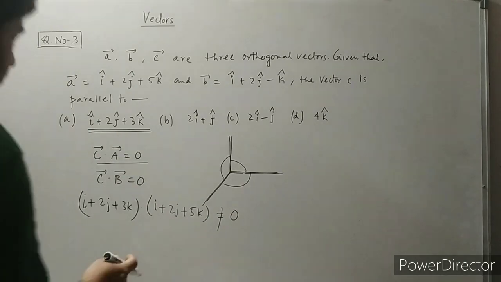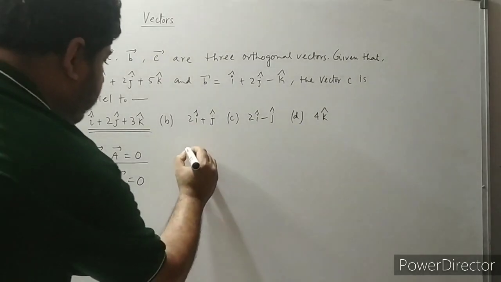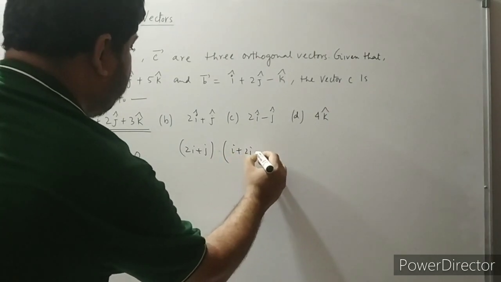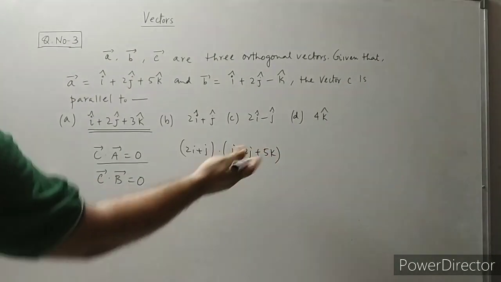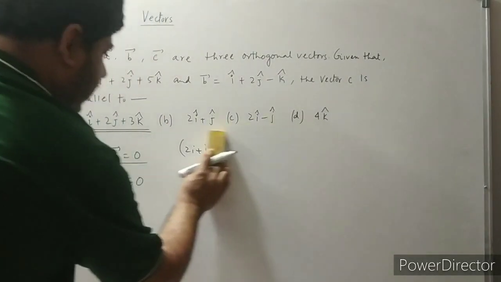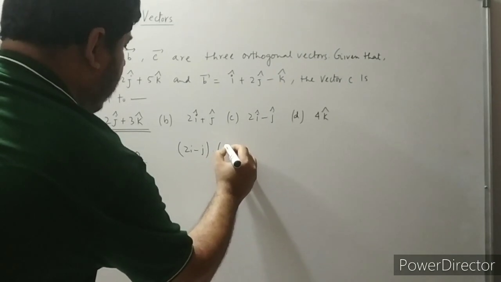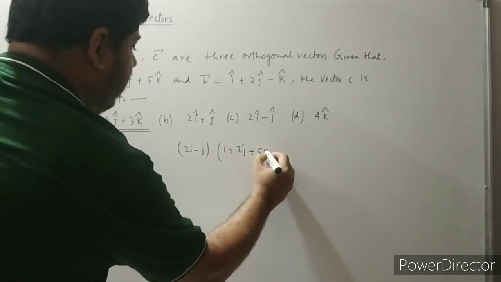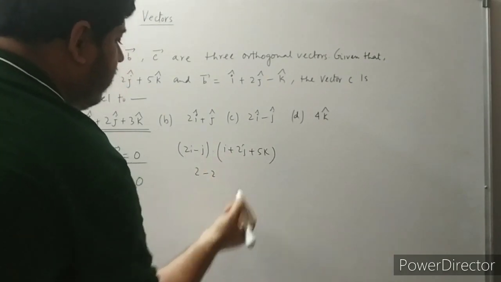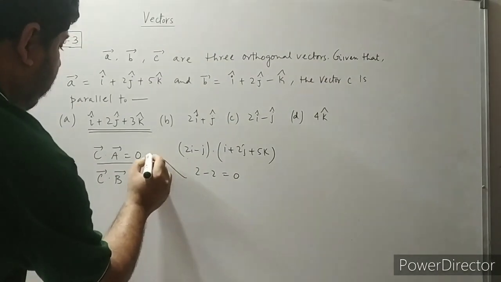Then check option 2. So option B, 2i plus j dot A, and A means i plus 2j plus 5k. Is it 0? No, it is also not equal to 0. So option B is incorrect. Then option C, 2i minus j dot i plus 2j plus k. So 2i means 2, and it will be minus 2. Then 2 minus 2 becomes 0, which means it satisfies this condition, A dot C is equal to 0.